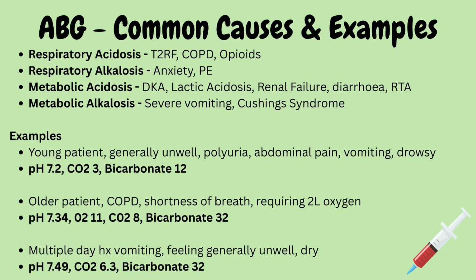Perfect, Matthew. So I'm just going to go through some worked examples of an ABG. Say a young patient presents feeling very unwell, with polyuria, vomiting, dehydration, and drowsiness. Their ABG shows a pH of 7.2, a CO2 of 3, bicarbonate of 12.